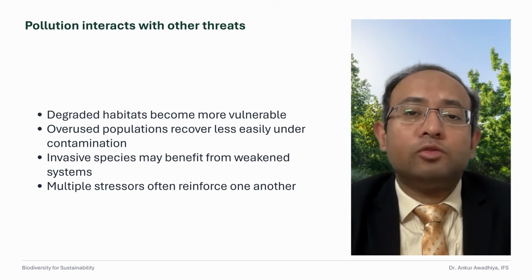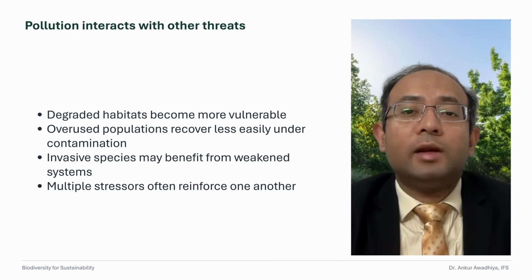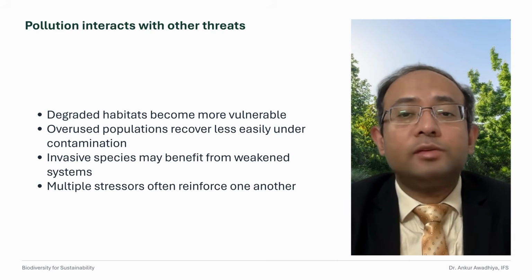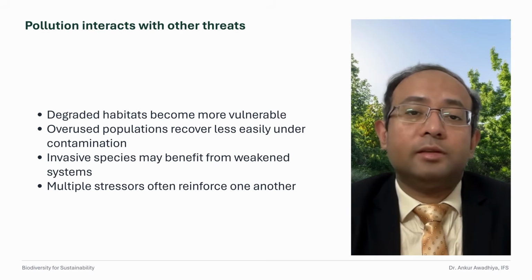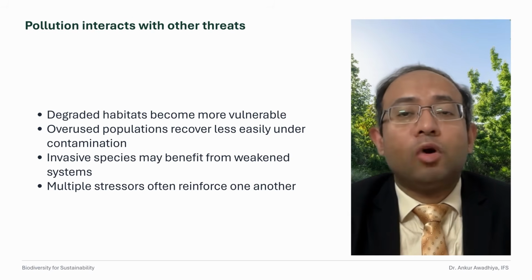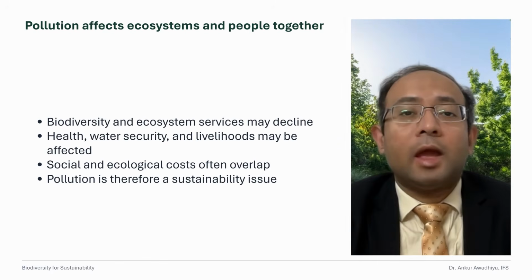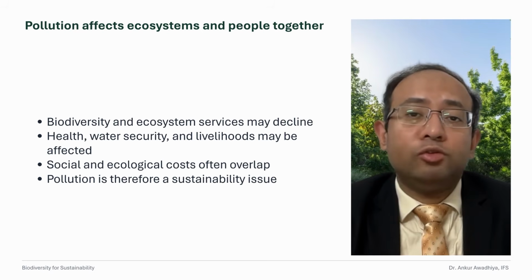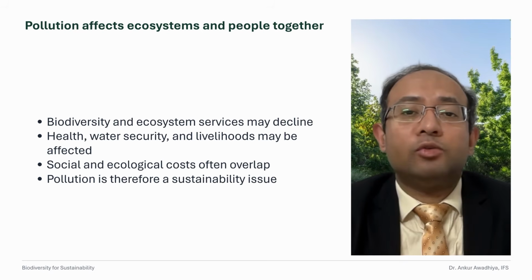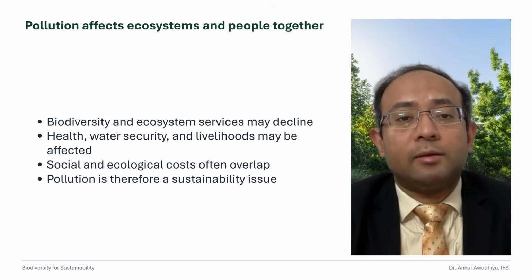Populations already reduced by overexploitation have less capacity to recover when contamination is present. Invasive species may exploit communities weakened by pollution, gaining advantage over native species already under pressure. Multiple stressors therefore tend to reinforce one another, and their combined effect is often greater than any single threat would produce alone. And when ecological quality declines through pollution, the services ecosystems provide to people also decline.